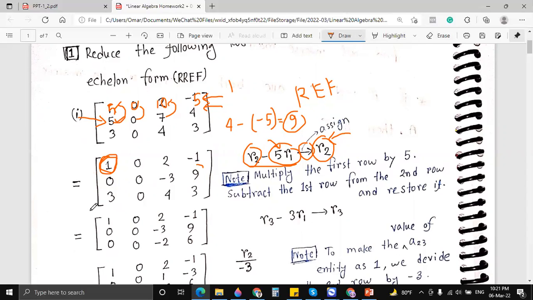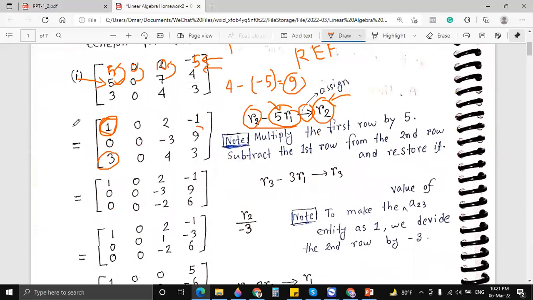Down here we have 3, right? So we also want 0 here. How can we do that? Again, we can multiply 3 with the first row, and then subtract the first row from the third row. If I multiply 3 with the first row, I will get 3, 0, 6, and minus 3.